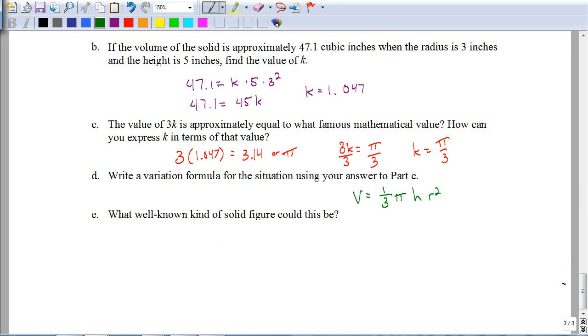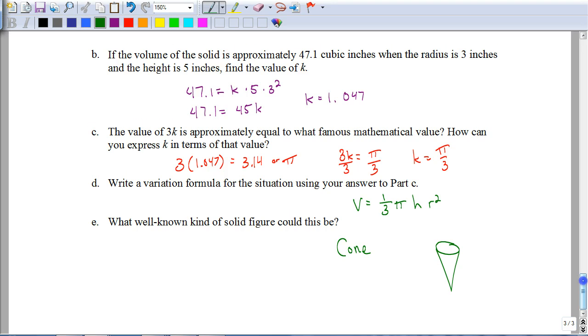Now, can you figure out what the volume of this would be? It's not a cylinder. We already talked about that one. That was pi times the radius squared times the height. But this is 1/3 of that. And actually what this would be is the volume of a cone. And by cone, they're talking about more like an ice cream cone. Okay, so hopefully that helps you understand.